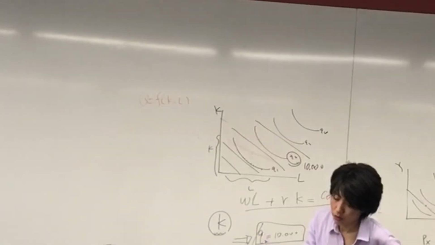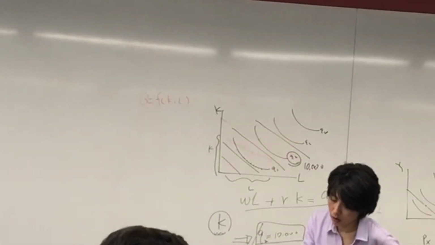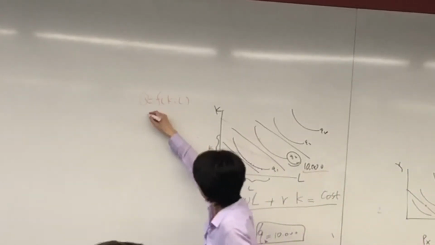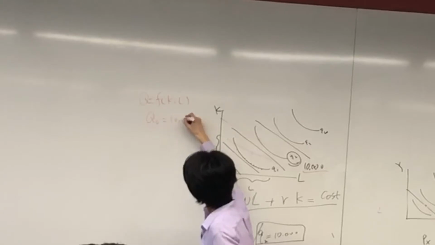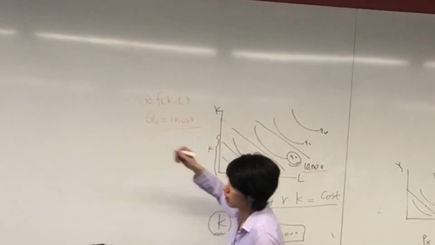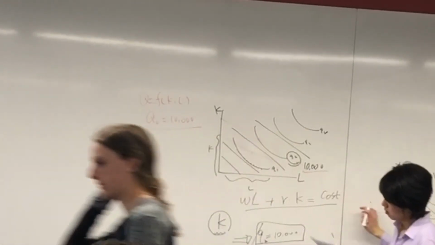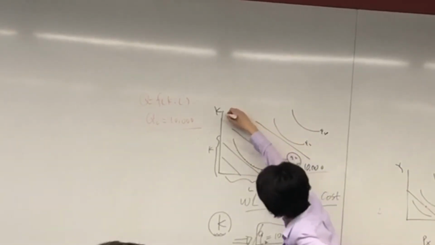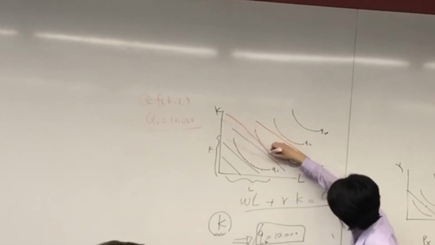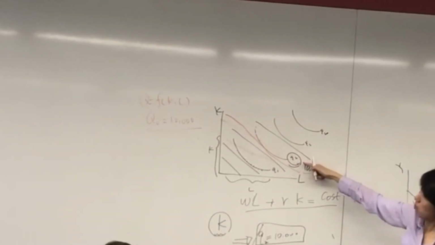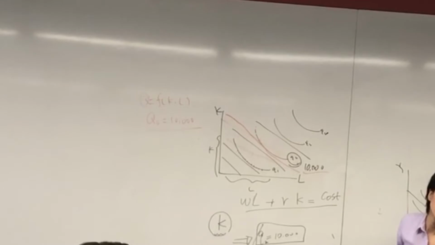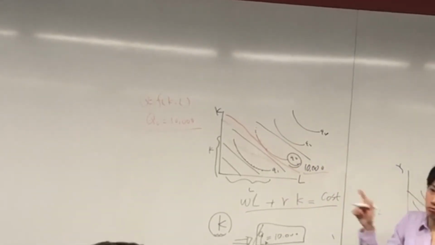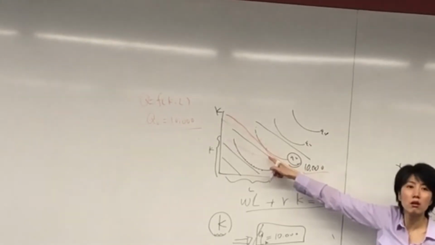What is the minimum cost of producing a given number of outputs? Like Q2 is 10,000. 10,000 to produce this amount of output. What's the minimum cost? That means we need to find the isocost curve tangent to this isoquant curve. Okay, there's a condition. So what is the condition to get this tangency point?